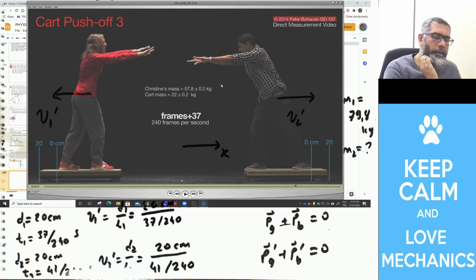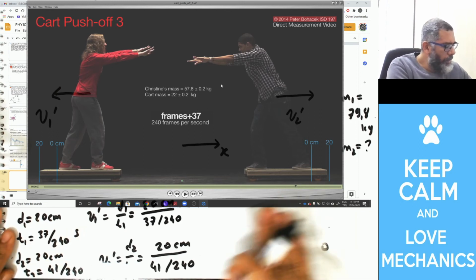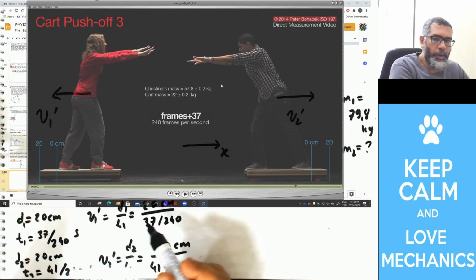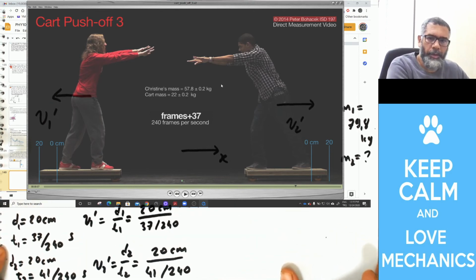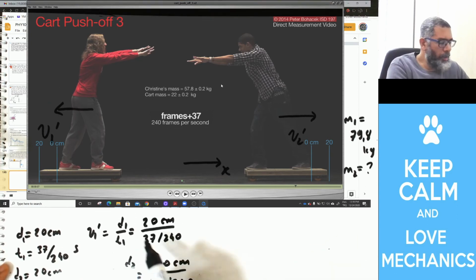So let's then put this information in the second equation. The sum of the girl's momentum and the boy's momentum should add up to 0. As I said, since the girl is moving toward the left, we will take this as minus, and the boy is moving toward the right, this is plus.